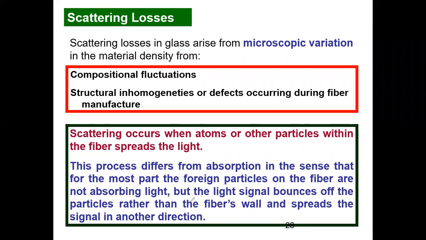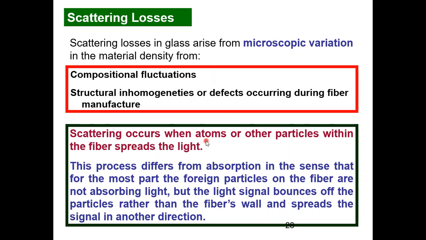So why scattering losses occur is compositional fluctuations. During fabrication, there might be some clutter of atoms in one place, where the glass structure should have been different. Even though we know that glass has a random atomic structure, still due to improper fabrication, those compositional fluctuations are there. Then structural inhomogeneities or defects occurring during fiber manufacture. Both of these things happen during the manufacturing of fiber.